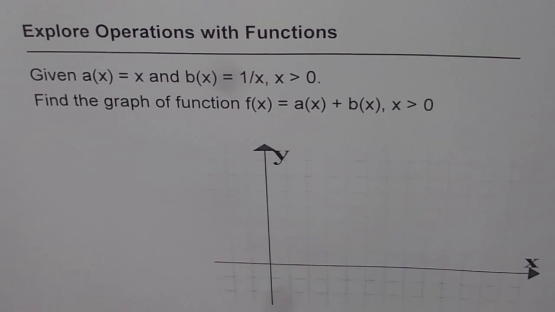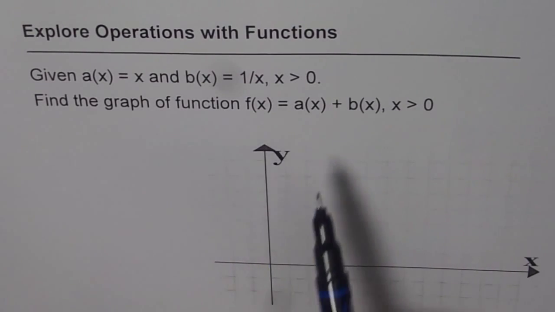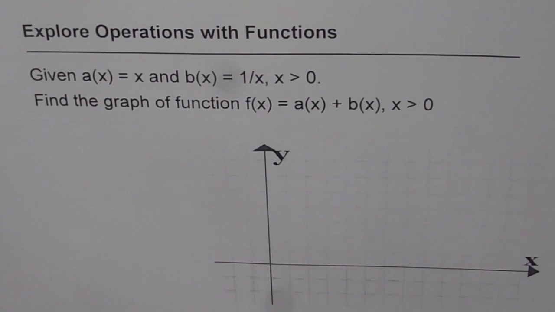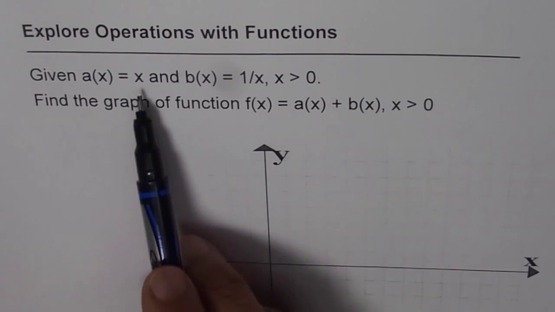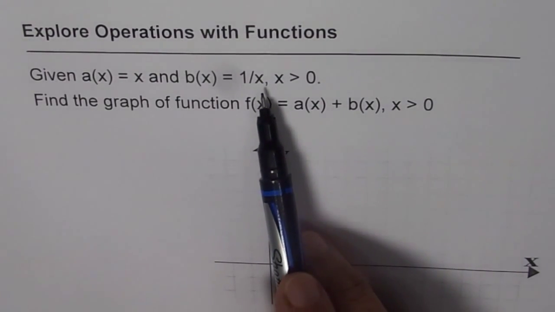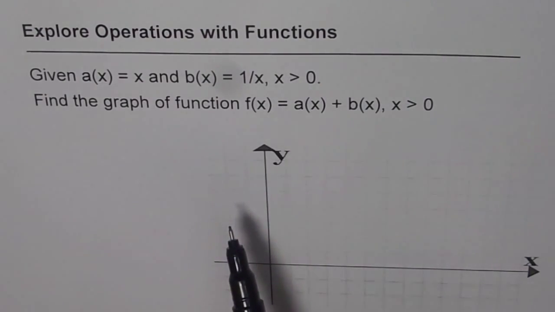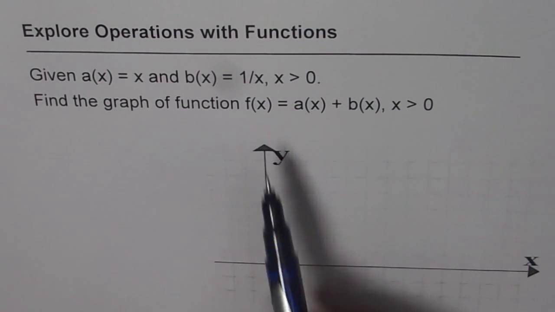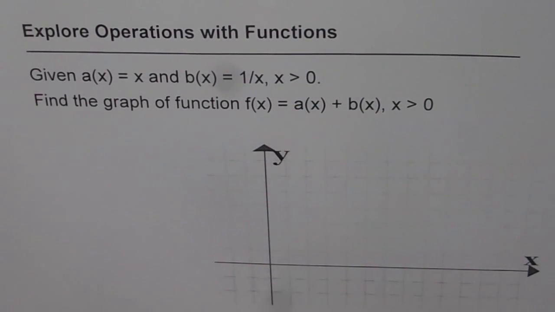Given a of x equals x and b of x equals 1 over x, where x is greater than 0, find the graph of the function f of x equals a of x plus b of x, where x is greater than 0. So we are given two functions, a linear function a of x and reciprocal function b of x. We need to find the graph of combination of these two functions, f of x. Let's see how to do it.